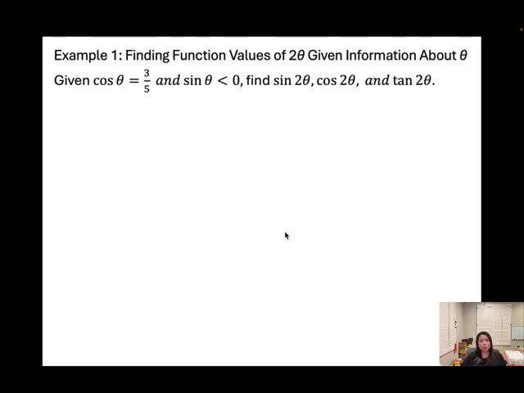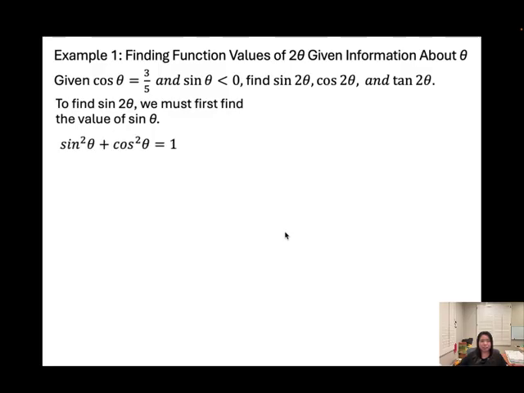Example 1. Given cosine theta equals 3/5 and sine theta less than 0. So sine theta less than 0 has to be in quadrant 3 or quadrant 4. And then find sine 2 theta, cosine 2 theta, and tangent 2 theta. So to find sine 2 theta, we must first find the value of the sine. We're going to use the identity. We already know about the cosine. We plug it in here, and find out what sine theta is.